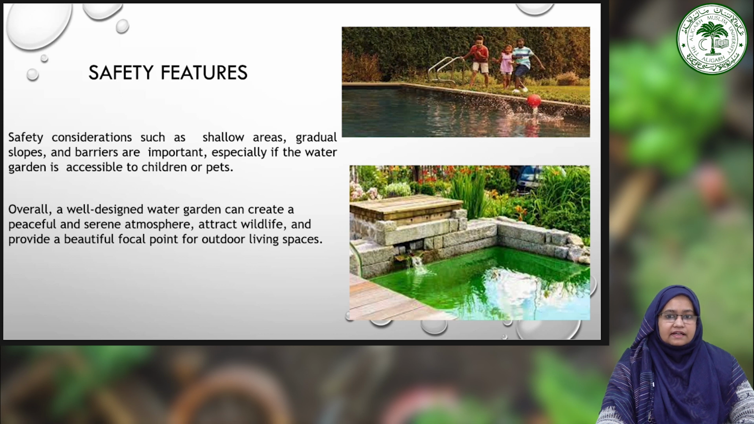Safety features like shallow areas, gradual slopes, and barriers are essential considerations, particularly if the water garden is accessible to children or pets. In summary, a thoughtfully designed water garden can establish a tranquil and serene ambience to attract wildlife and serve as a captivating centerpiece for outdoor living areas.